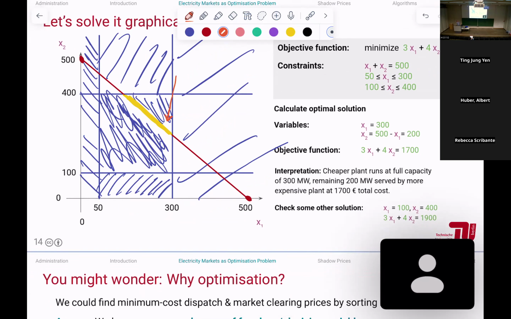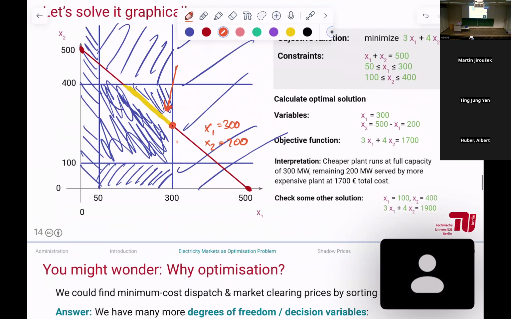We have a 3-to-4 ratio of the cost of x1 to x2. And if we search along this direction for the lowest solution, it's in this corner, where x1 produces 300 and x2 would produce 200, the rest. And if we plug that into the optimization function, we would get a total cost of 1,700 euros.